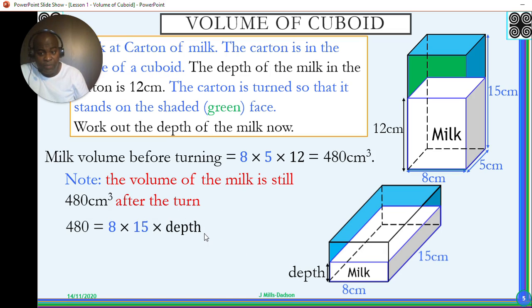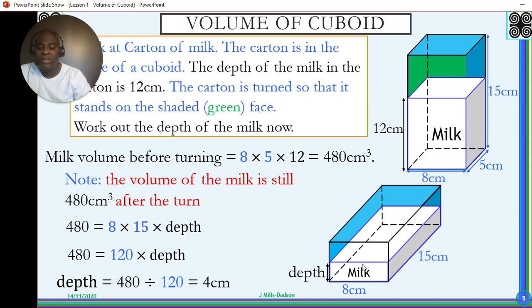So we still have 480 as a volume, equals 8 times 15 times the height or the depth of the milk. 8 times 15 will give us 120. So 480 equals 120 times the depth or the height of the milk. To do the inverse, we divide both sides by 120 to give the height. So therefore, you can say the depth of the milk is 4 cm. So this is an application of finding the missing length of a cuboid.